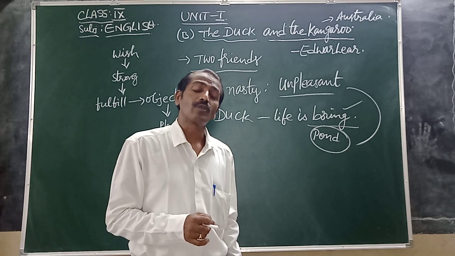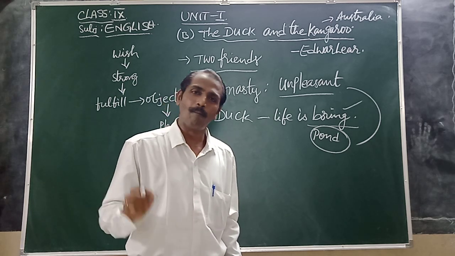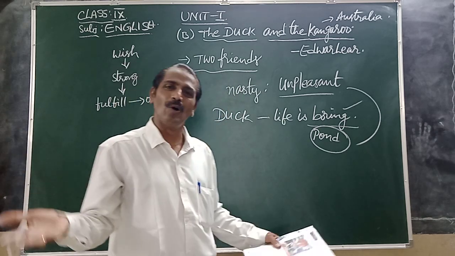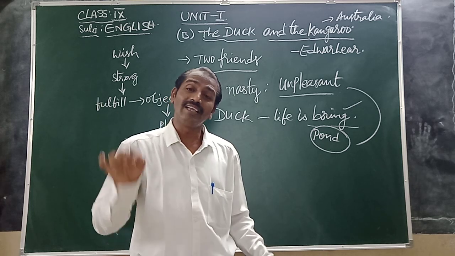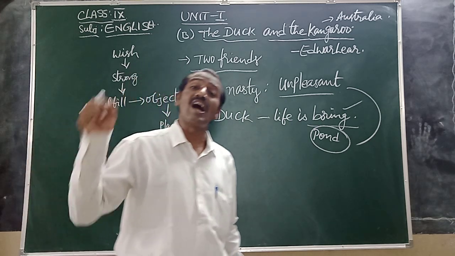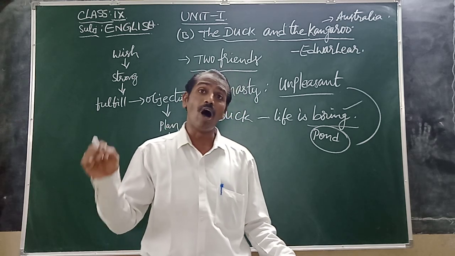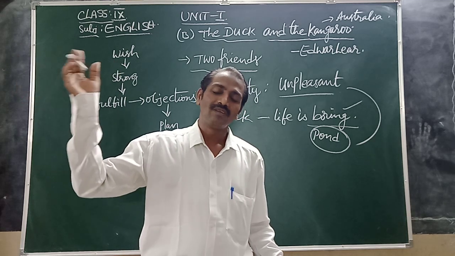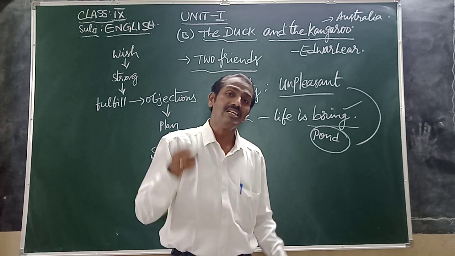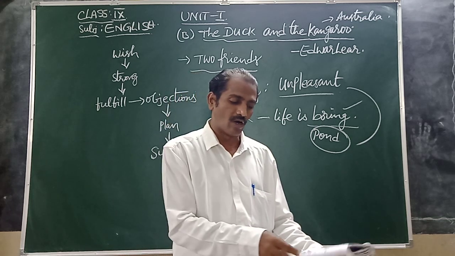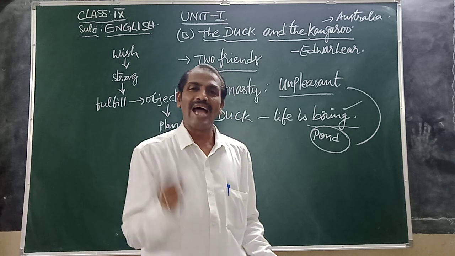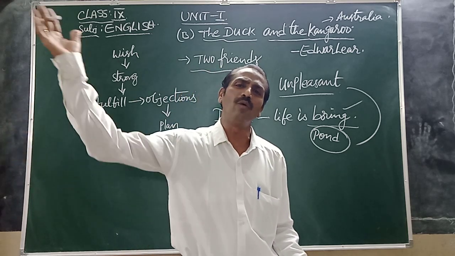So it has a strong wish to jump like a kangaroo, to hop like a kangaroo, to go around the world. It's a wish, it's a hope. And I long. Here long means wish. I long means I wish. My wish is to go out in the world. The duck wants to see how the world is. And I long to go out in the world beyond. It has a strong desire to go out, beyond the world.